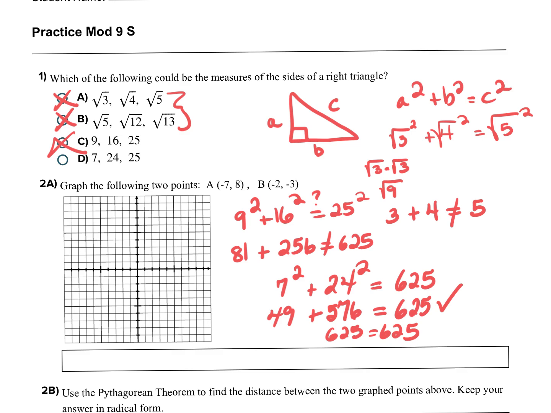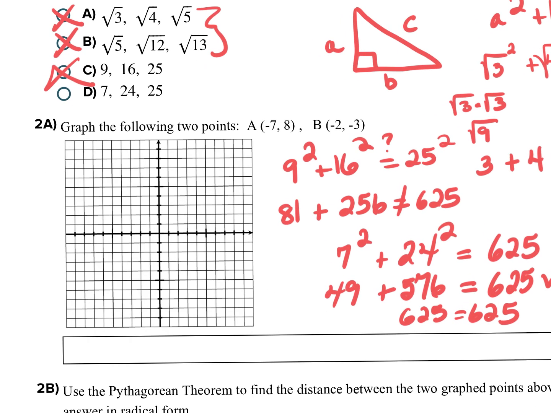2A just asks you to plot the points. So negative 7, then 1, 2, 3, 4, 5, 6, 7, 8. Brings me here. And then point B is negative 2, negative 1, 2, 3. So we plot the points.